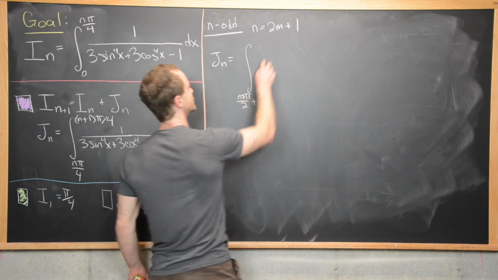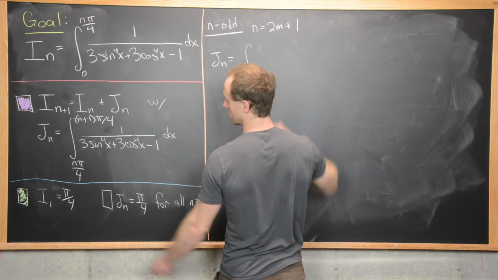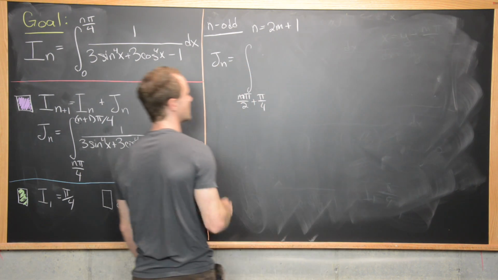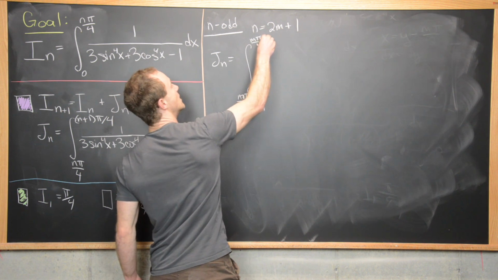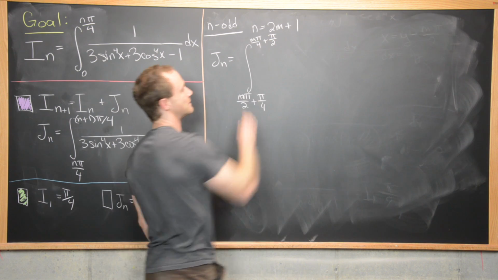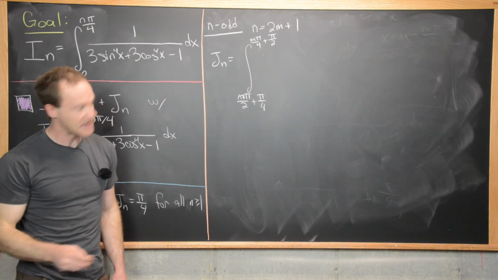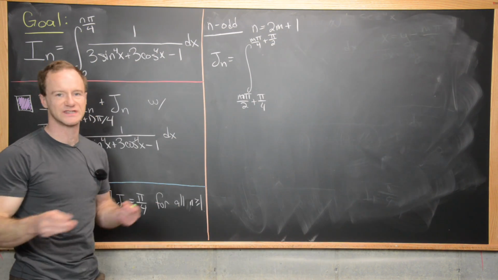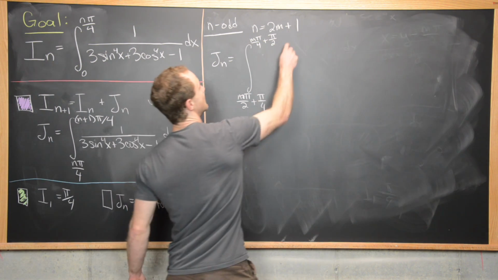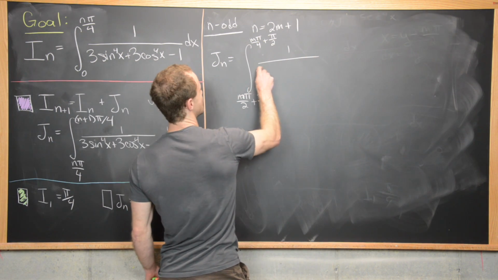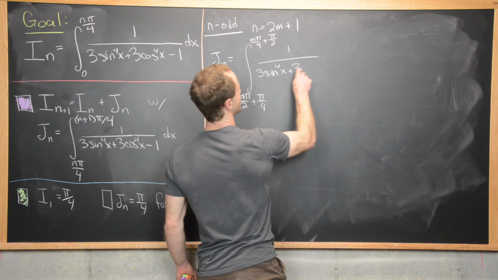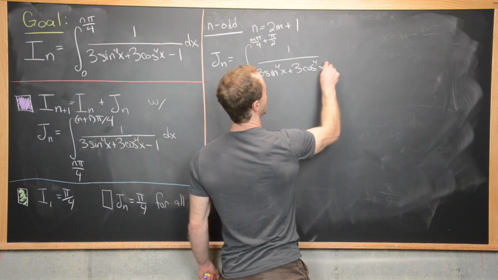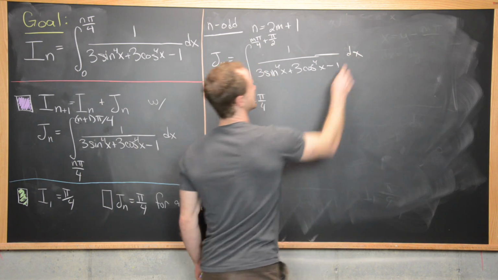So that's not too hard to see just by plugging in 2m plus 1 everywhere you see n right here. And then that's going to go all the way up to m times pi over 4 plus pi over 2. So notice that's still an interval of length pi over 4, which is exactly what we need it to be. And then we have 1 over the same thing, so we have 3 sine to the fourth x plus 3 cosine to the fourth x minus 1 dx.